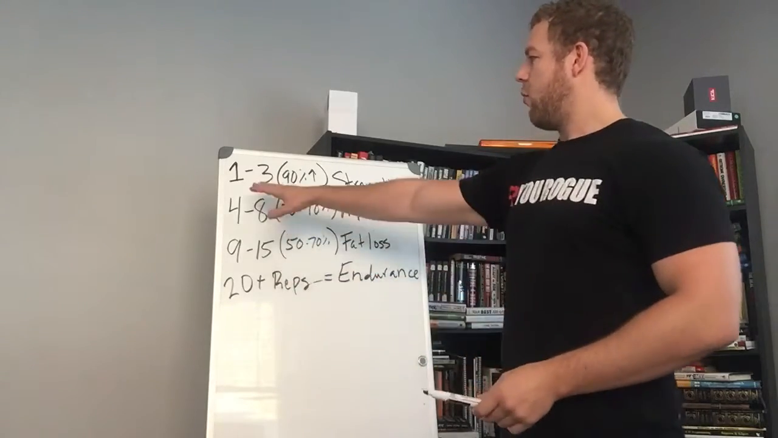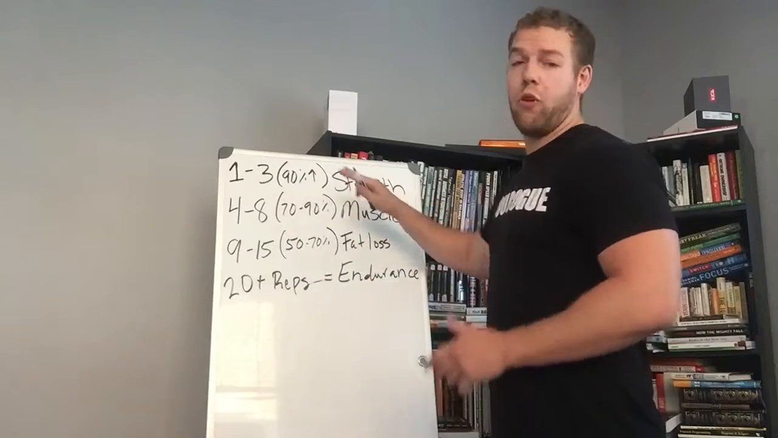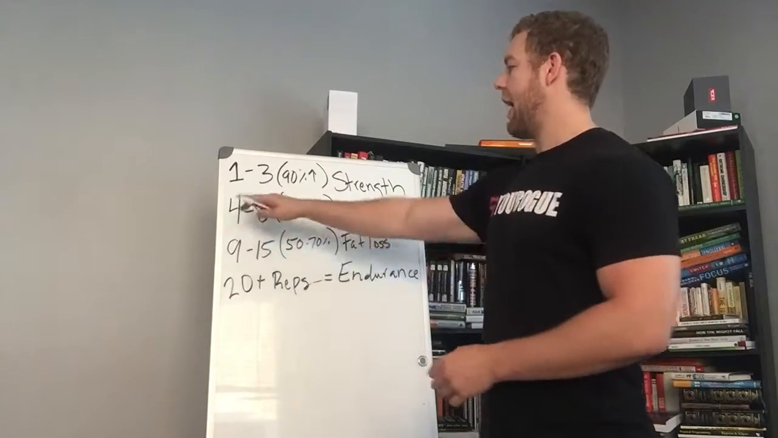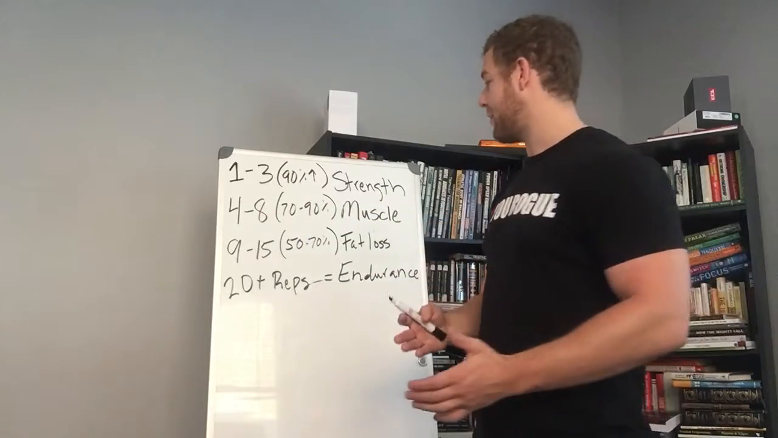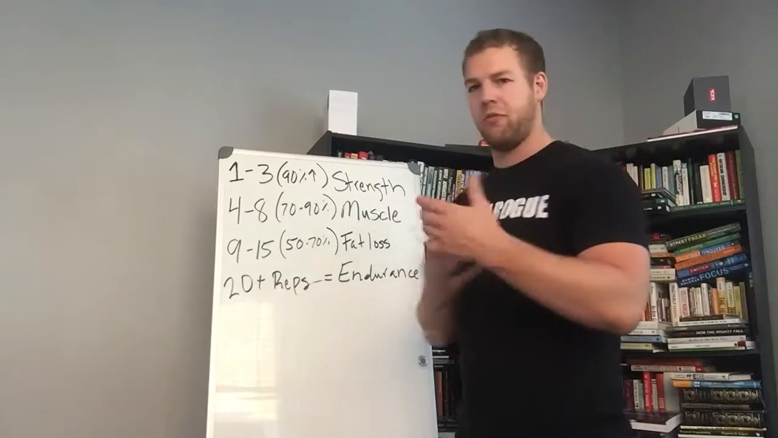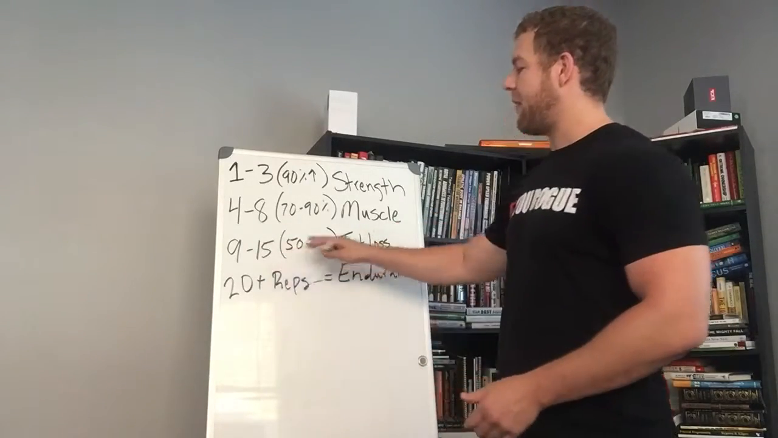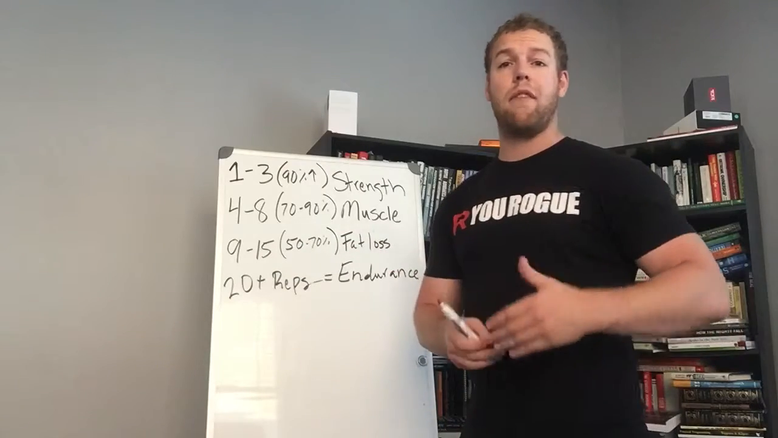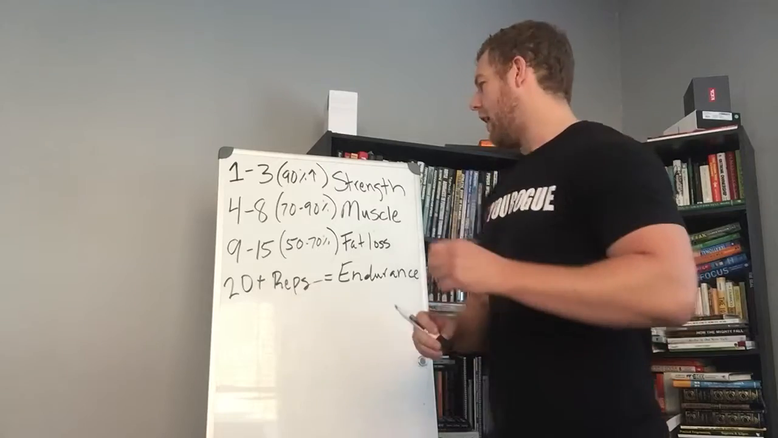But again, 1 to 3 reps at a 90% intensity or higher, you're going to be more working for strength components. Everything from about 4 to 8 reps with about 70 to 90% is going to be working more of a muscle stimulation. So size, strength, that kind of stuff. Anything between 9 to 15 reps at about 50 to 70%, we're looking for more of a fat loss response, slightly higher in metabolic demand.